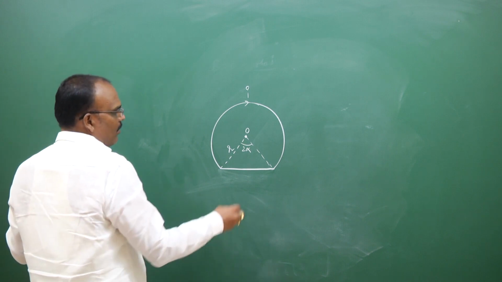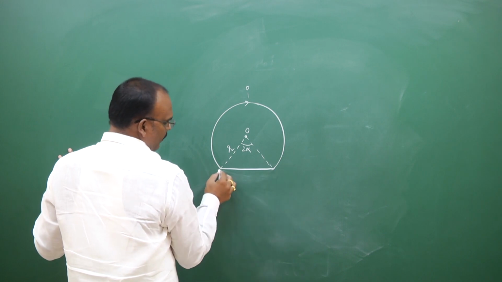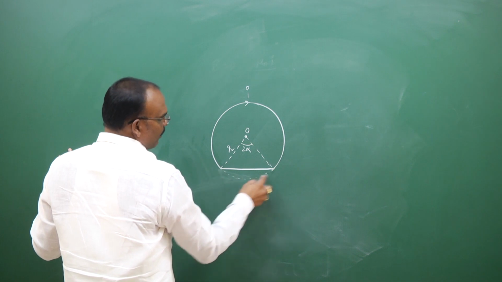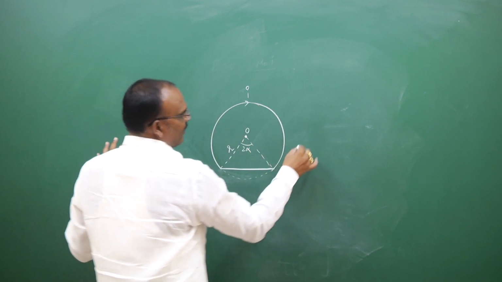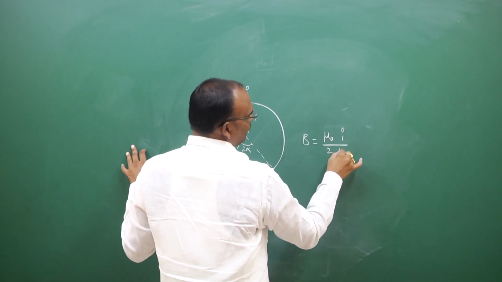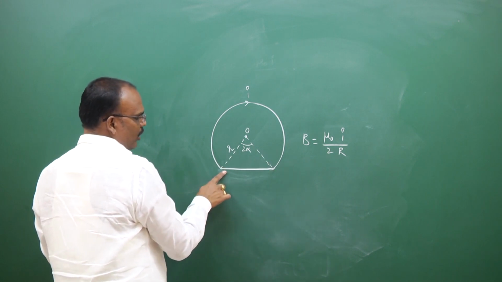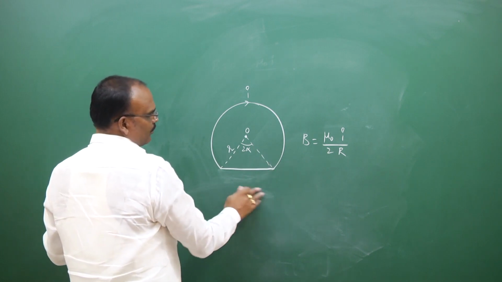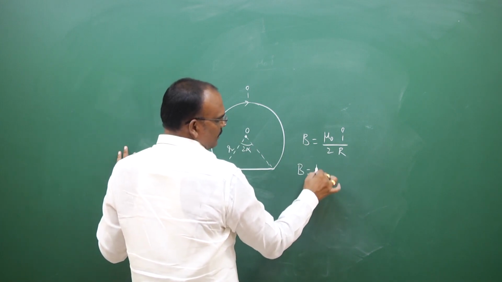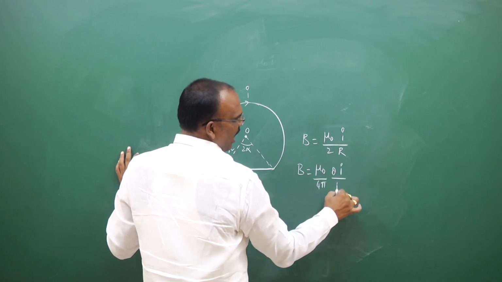See here, for this circular loop, it is not a complete loop. If a complete loop is there, then magnetic field here can be written as B is equal to mu naught I by 2R. But here complete loop is not there, this portion is not there. So for a certain angle theta, mu naught by 4 pi theta I by R is the formula.